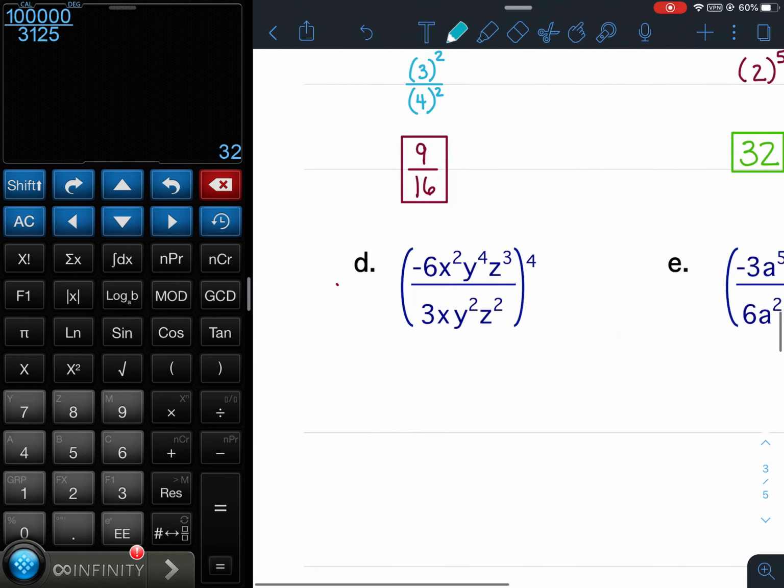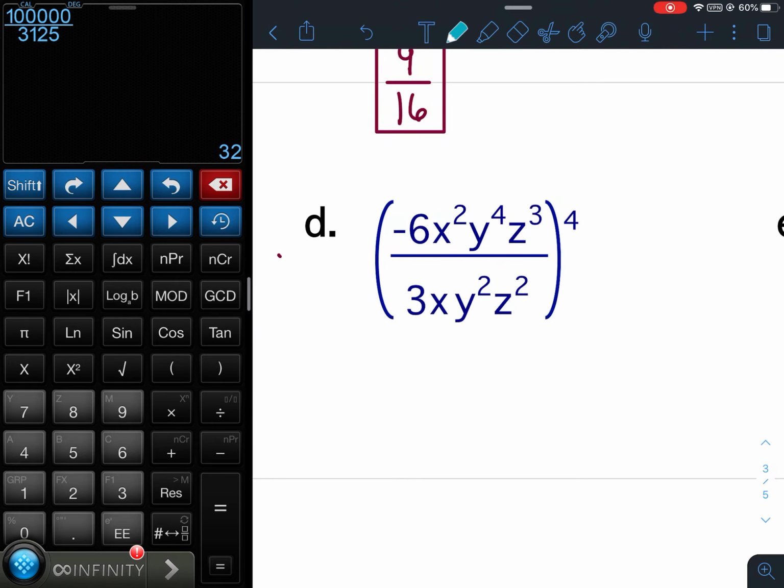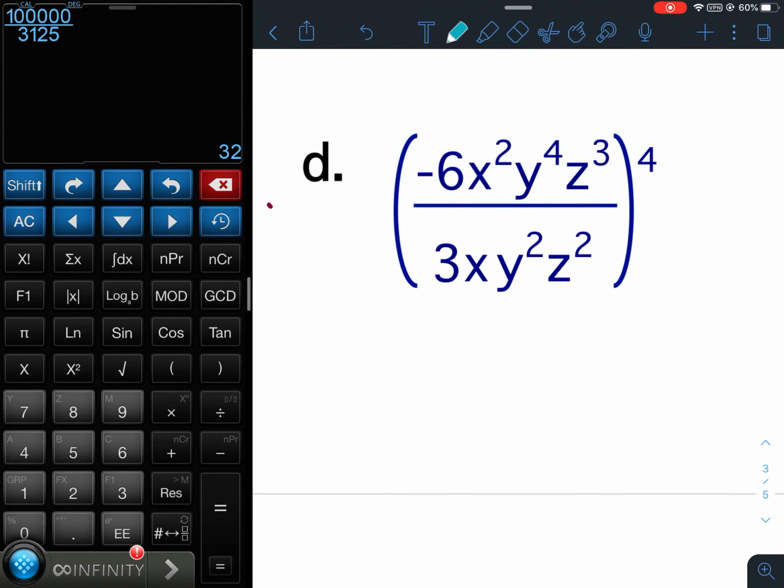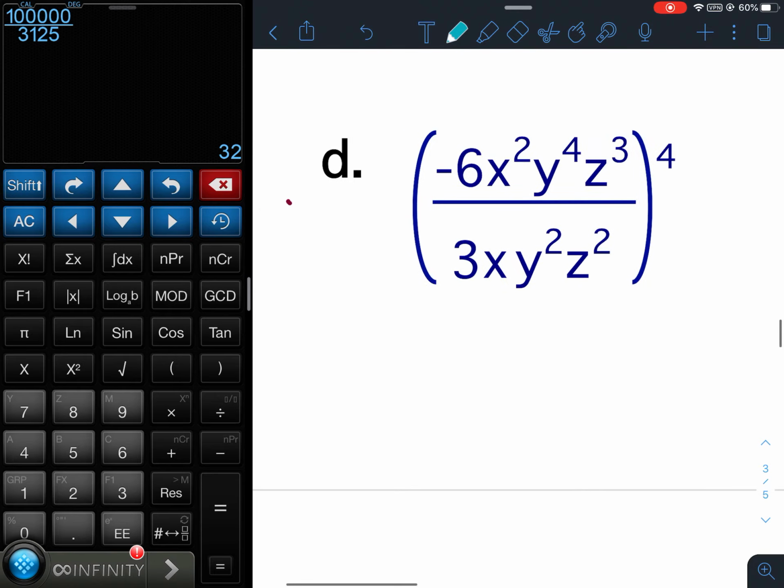Let's do that on D. Okay, well, if I want to simplify what's on the inside first, that means I'm going to need to divide first. Go ahead and put a 1 on that x. I need to divide first. So in my calculator, I'm going to put -6 over 3. That's -2. Remember, when you get an integer, that goes in the numerator. So the -2 would go in the numerator.